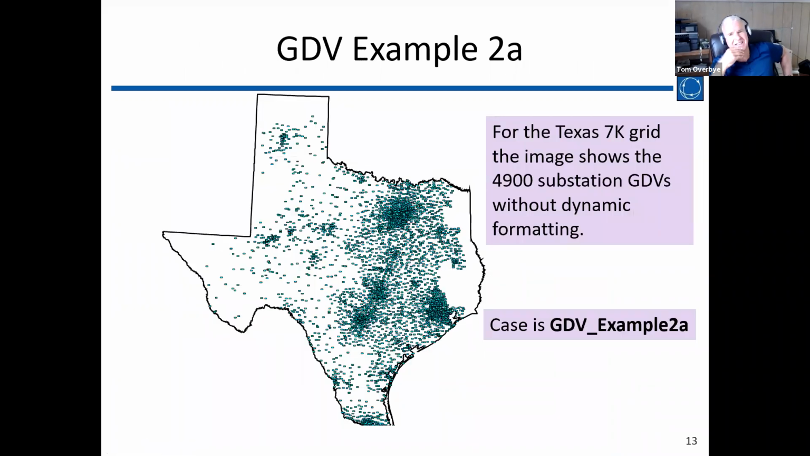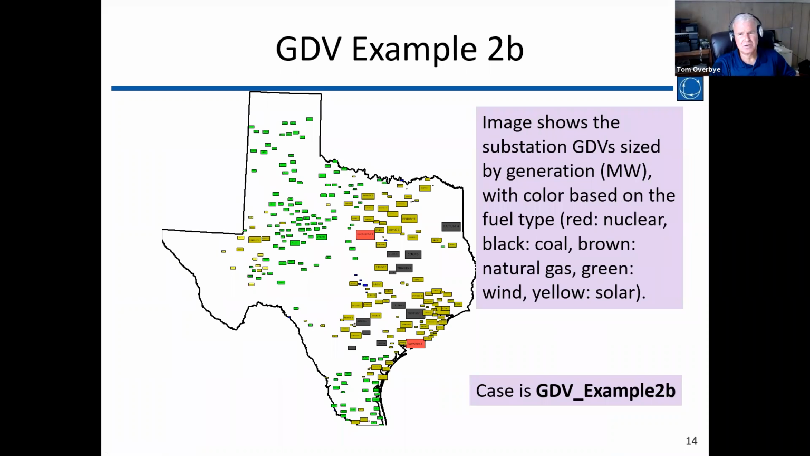Okay, so here's a second example. And this is for the Texas 7K grid. The image shows 4,900 substations, and it shows them without dynamic formatting. And then this is example GDV_example_2A. And then this one shows it with color mapping. In this case, it is set up by the substation generation primary fuel type. And this is GDV example 2B.